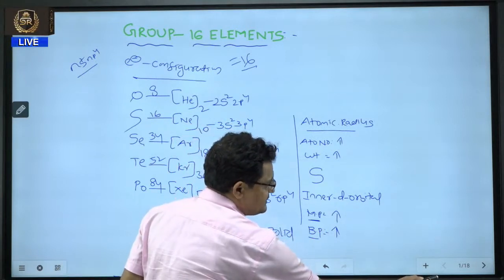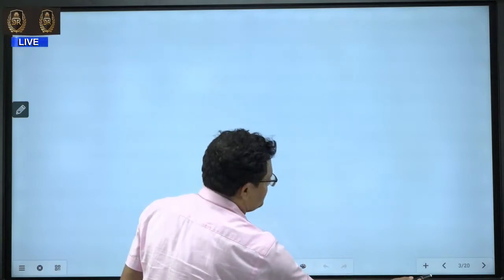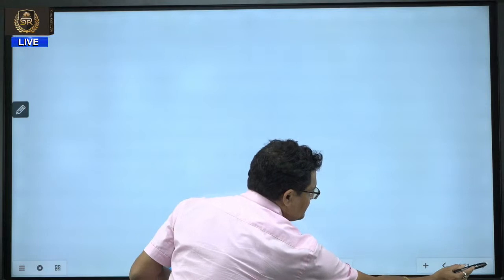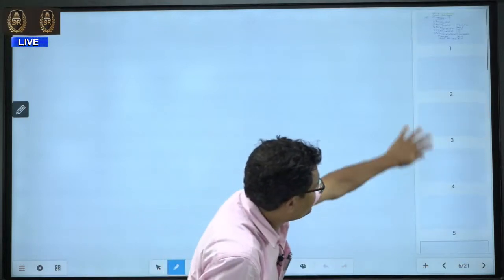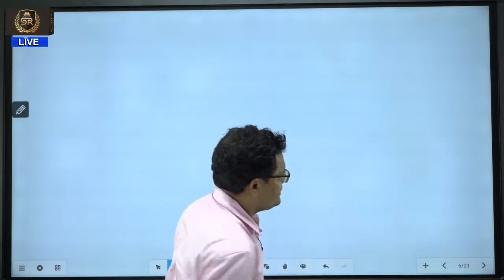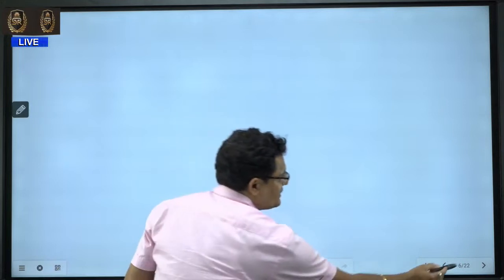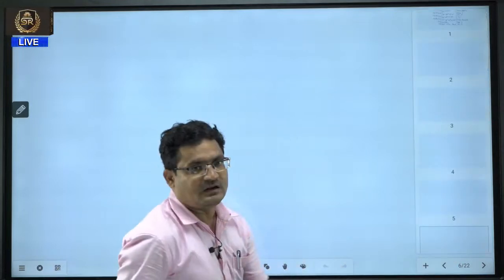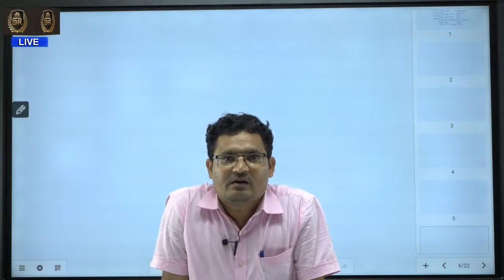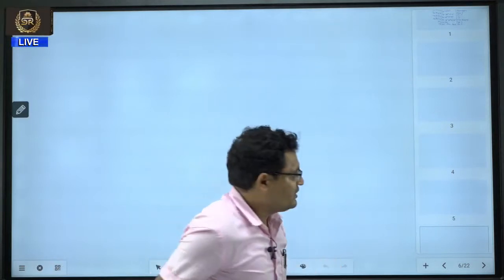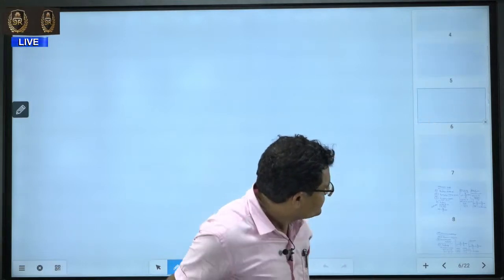After this, the oxidation state we already discussed. Its common oxidation states: for oxygen, the oxidation states are +1 and -1, and the common oxidation state is -2.